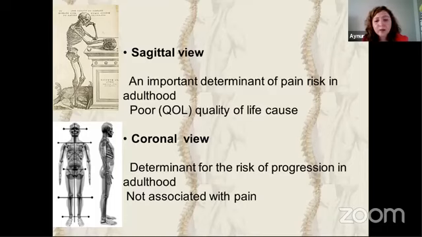Sagittal view and coronal view have their own specialties. From the sagittal view, why is it important? It's important because it is an important determinant of pain risk in adulthood, and it is important for poor quality of life goals. Coronal view, why is it important? It is a determinant for the risk of progression in adulthood, not associated with pain. Pain is associated with sagittal view. From now on, we discuss the coronal views, scoliosis, lateral bendings, but scoliosis is not really associated with pain. Sagittal view deformities are associated with pain.